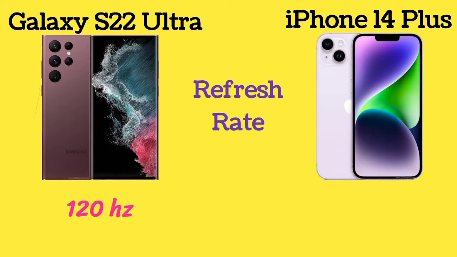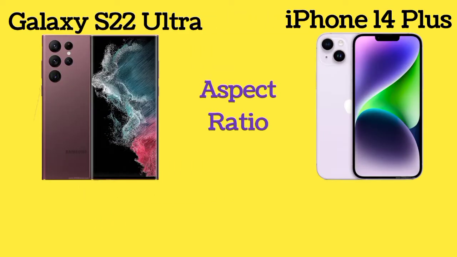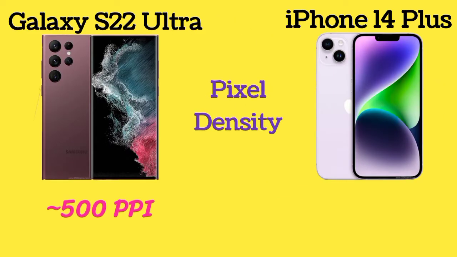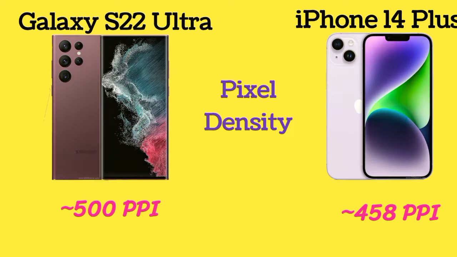Galaxy S22 Ultra and iPhone 14 Plus both phones have same 120Hz refresh rate. Aspect ratio of both Galaxy S22 Ultra and iPhone 14 Plus is 19.59. Pixel density of S22 Ultra and iPhone 14 Plus is 500 ppi and 458 ppi.